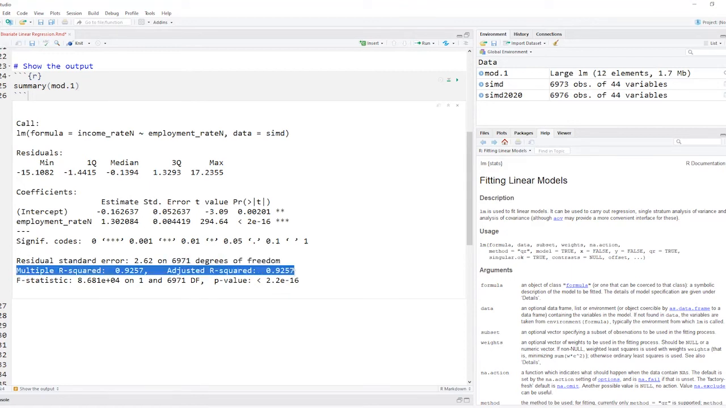We then have our r squared and our adjusted r squared. With a score of 0.92, this is a good model. This means that employment rate explains 92% of the variance in the percentage of people who are income deprived. As we only have one predictor in our model, r squared and adjusted r squared will be the same. These will deviate when we add in more predictor variables if running multiple regression.